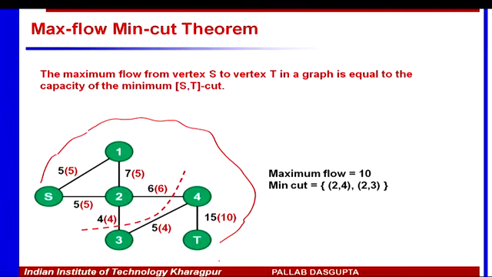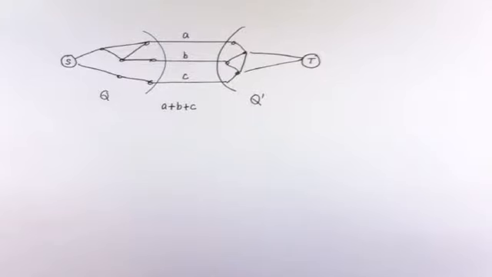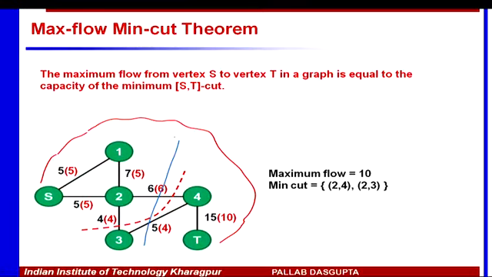You tell me the vertices in Q. Okay, so you are saying that, let me use a different color. Just give me a moment. You are saying that the cut is this one, right? Yes. Then the maximum flow is 11. Here the capacity of the cut is 11.